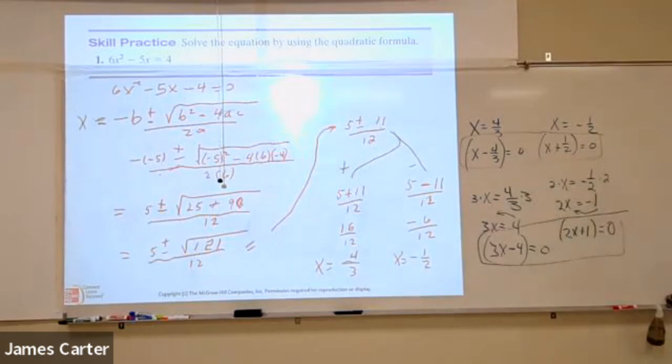So if the problem said factor, you could throw it into the quadratic, get the x values, and back work it. Cheat and get the factors. That's your safety valve, guys. That is your safety valve. When I tell you you got to factor something, you can't. That's your safety valve.